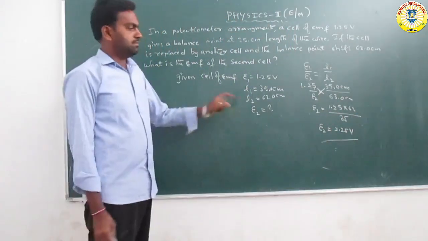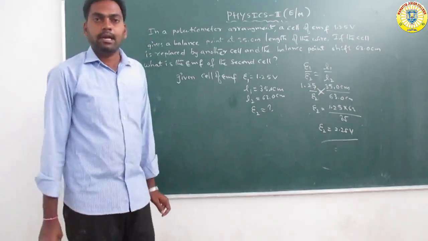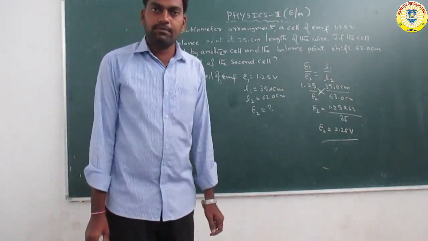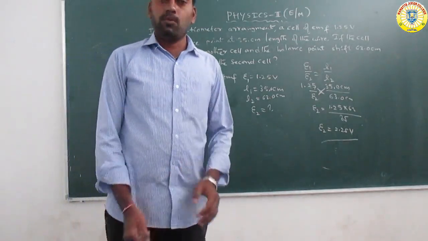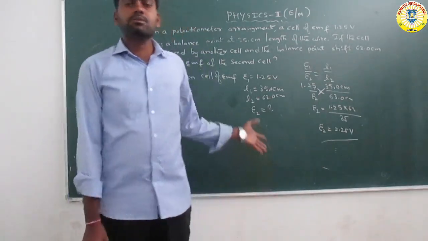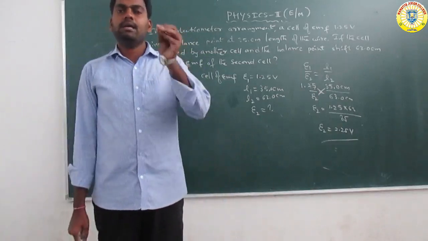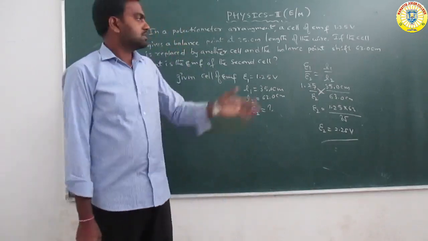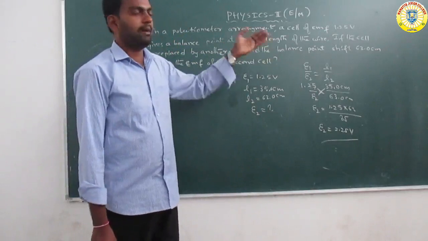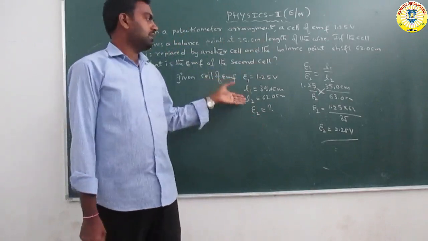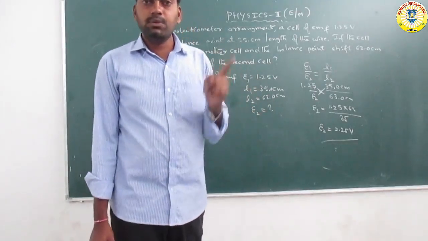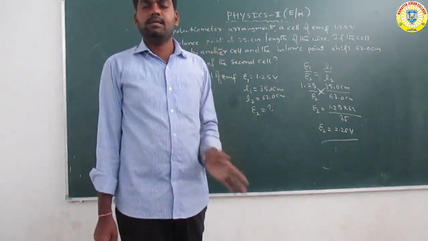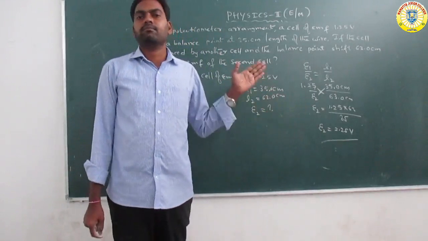So by simplification we get the EMF of the second cell, which is 2.25 volts. By using the comparison of the EMF of the two cells, E1 by E2 is equal to L1 by L2, given E1, L1 and L2, we find E2 of the second cell, which is 2.25 volts.